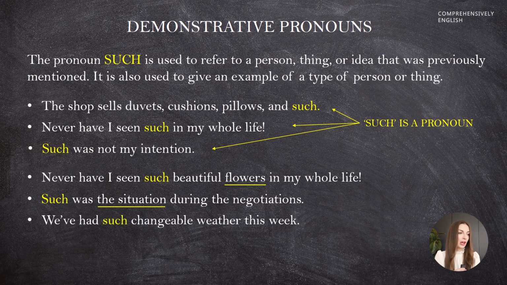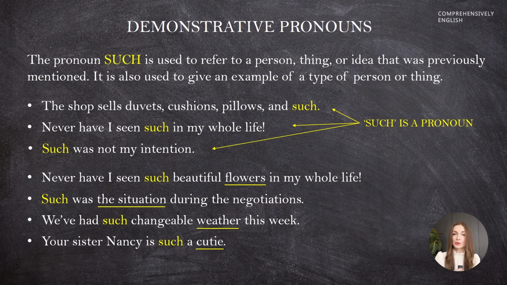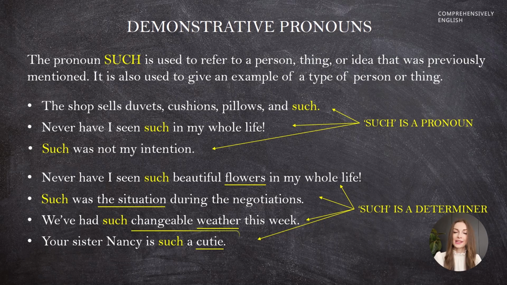We've had such changeable weather this week. The noun the word such describes here is weather. So such is a determiner here, and your sister Nancy is such a cutie. A cutie is a noun, and such describes it. So in all of these four sentences, such is a determiner. Pay attention to the last one, please.